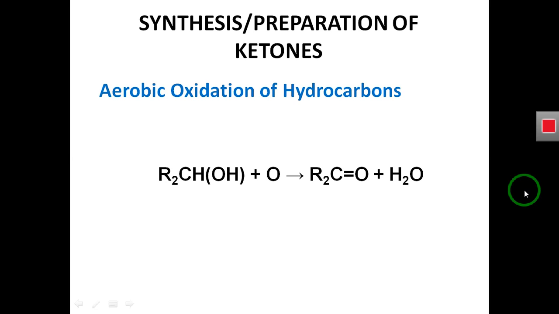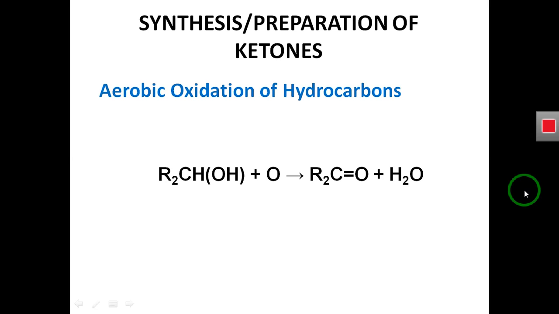So, the first method of synthesis of ketone is the aerobic oxidation of hydrocarbon. You have to understand first what a hydrocarbon is, what oxidation is, and what aerobic oxidation is. I have previously discussed in my previous lectures that hydrocarbons are organic molecules that have carbon and hydrogen atoms. So keep this idea in your mind.